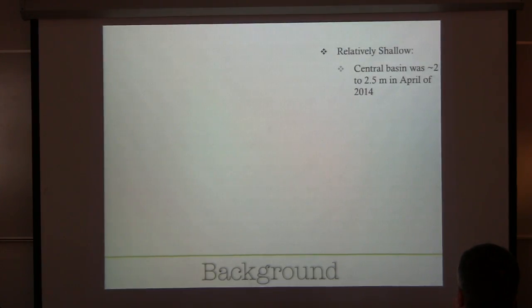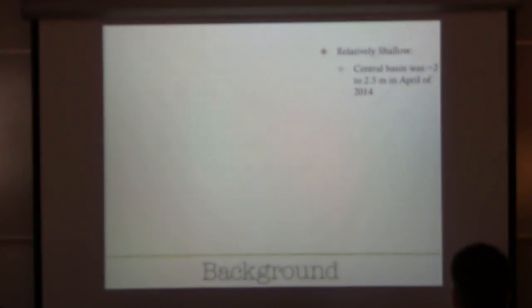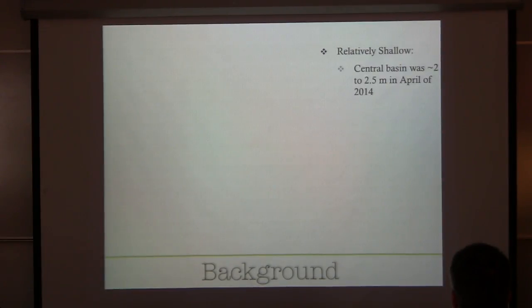Now, Abbott Lake is relatively shallow. When we went in April of this year, the central basin, which is the deepest portion, was about 2 to 2.5 meters. But there is ample evidence to suggest that Abbott Lake was much deeper in the past, and therefore a much more significant lake than what it seems today.